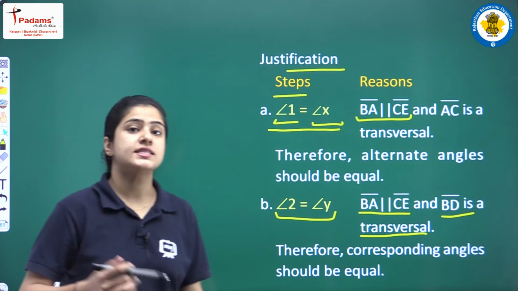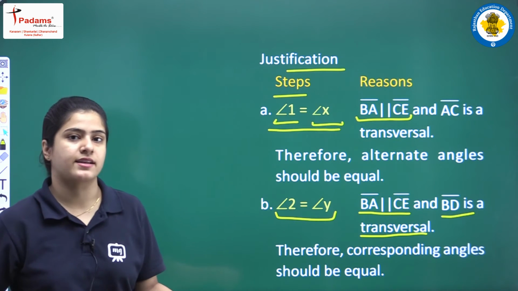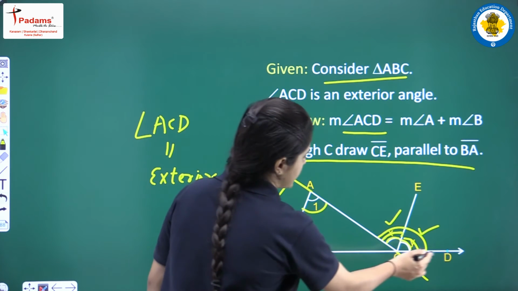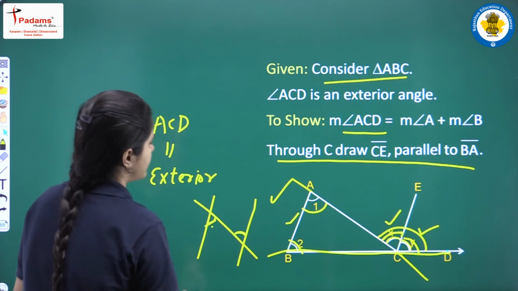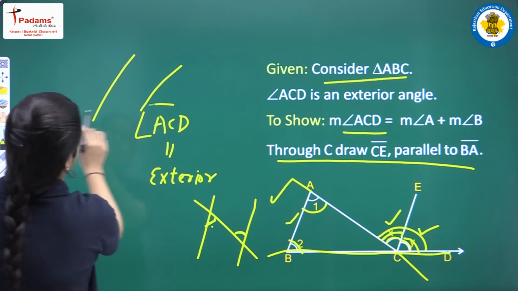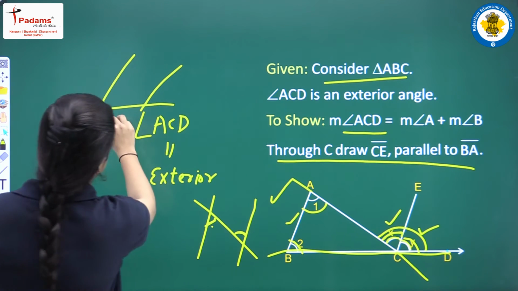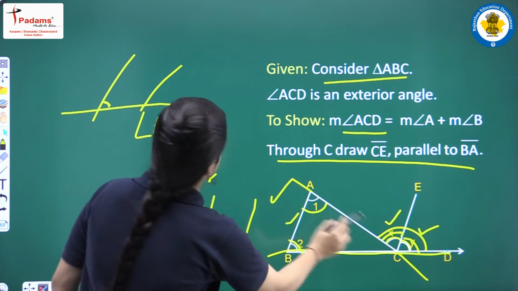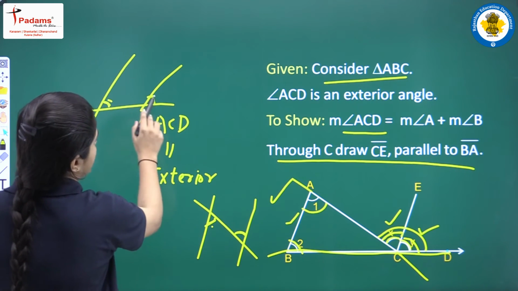Now, what is acting as a transversal? BD is acting as a transversal. Have a look. This line BD is acting as a transversal. So basically these are two parallel lines, okay, whereas this line BD is the transversal. Then it means that this angle, okay, and which angle? This angle. These two angles are equal.